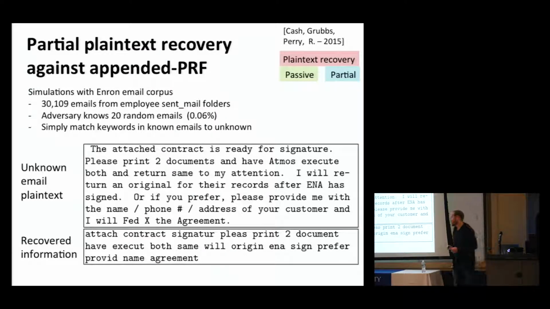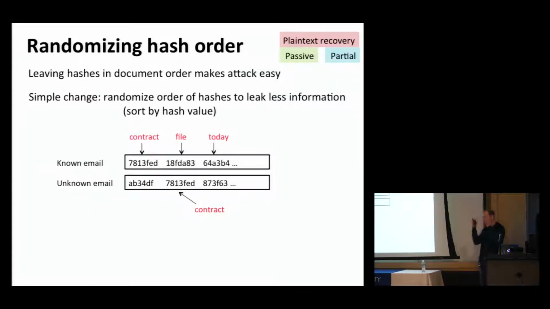Okay, so that's not great. We can think that we should have at least randomized the hash order, and that would have made things quite a bit harder for the attacker, because now we wouldn't trivially be able to match up on a known email the input to PRF value mapping, right? So we can randomize things. Now we're not really sure.